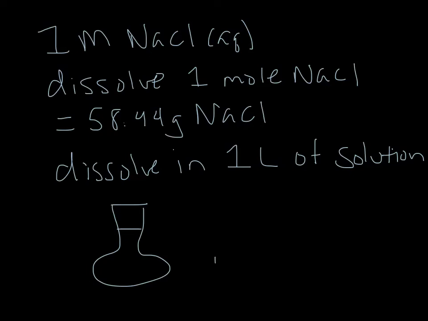So this is where we use those volumetric flasks that are good for precise measurements. So what I would do is I would take my sodium chloride, put it into the volumetric flask, put some water in there to dissolve the sodium chloride, and then dilute with water exactly to that line. And so if I had 58.44 grams of sodium chloride in that flask, and I had a total solution of 1 liter as indicated by the volumetric line, then I would have exactly a 1 molar solution of sodium chloride.